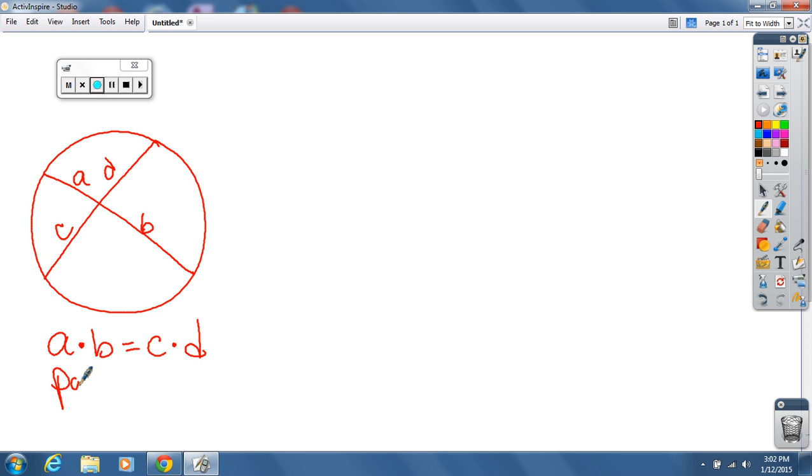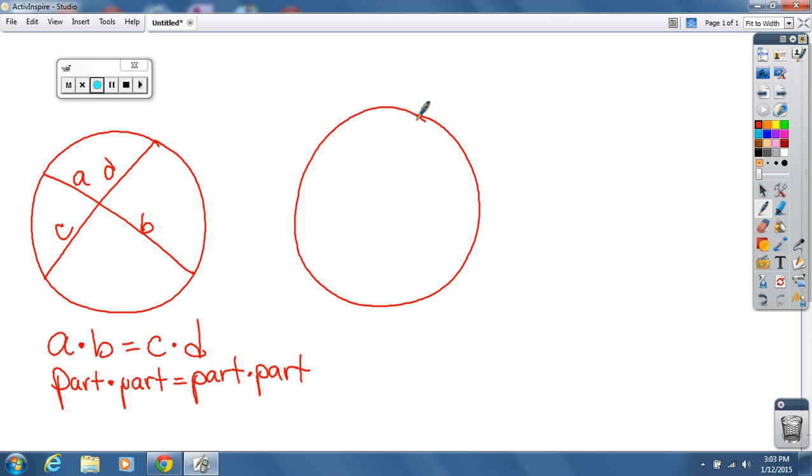Part times part is equal to part times part. That's what we say in class. Alright, so the hardest part is just making sure that you are pulling the information off the right lines.